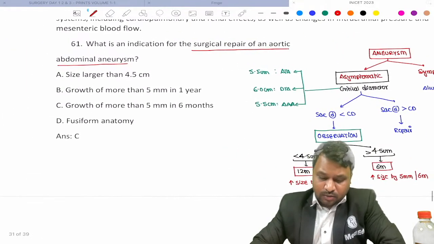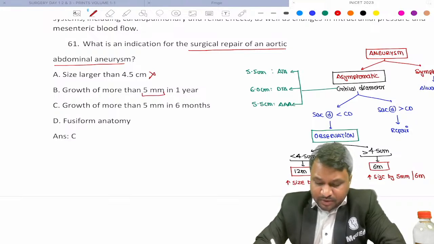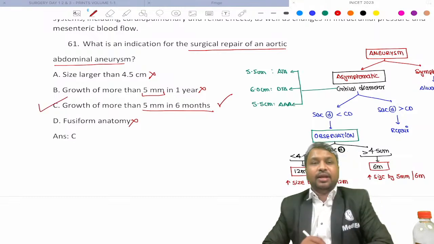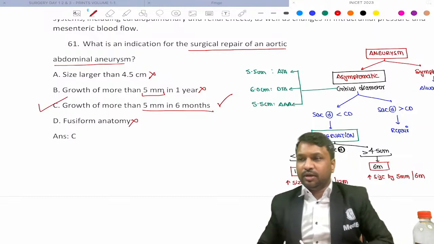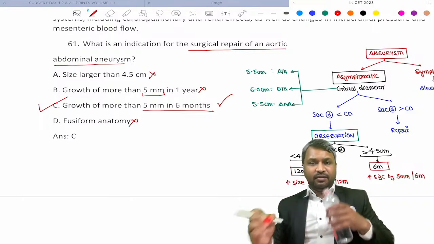Right? Now, which of the following is an indication? Size more than 4.5 is not an indication. Growth of more than 5 millimeters in 1 year, no. 5 millimeters in 6 months, yes. Fusiform, no. The answer is C for Calcutta. Yeah. So aneurysmal repair criteria are very, very important.